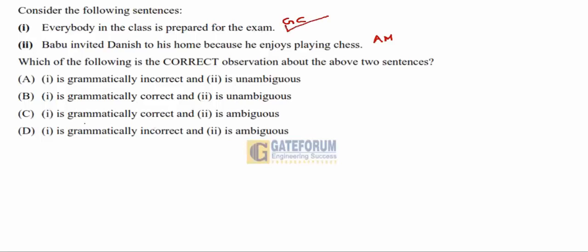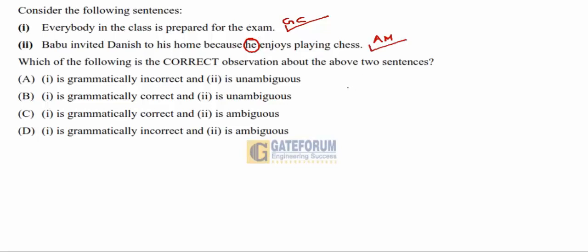Let us look at the second one. Babu invited Danish to his home. Very nice. Because he enjoys playing chess. There is one point where there is an ambiguity. He refers to whom? Because he can be Babu himself, or can be Danish also. So any one of them could have substituted for he. So I will say that this sentence does have an ambiguity.